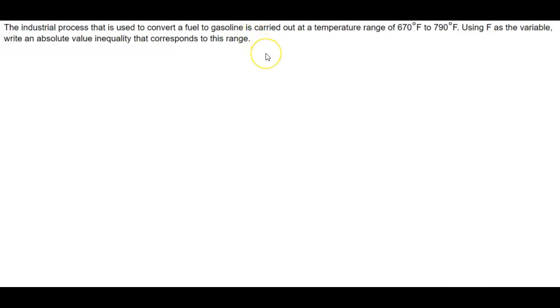So here is our problem. The first thing we need to do is write out what this corresponds to. What it's saying here is that in order for it to be carried out, we're going to have 670 degrees Fahrenheit less than or equal to F, which is less than or equal to 790 degrees. So we'll just erase this F here so that we don't confuse the variable. But there is our inequality.